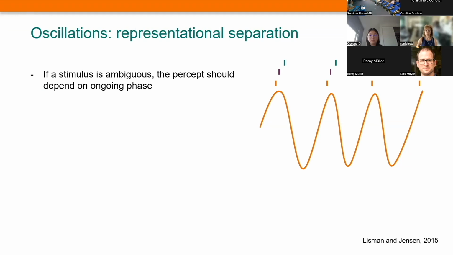This idea of representation separation, I always find it interesting, because if this is the case, then if a stimulus is ambiguous and you present it at the moment that item A is represented or item B is represented, the perception actually depends on this phase, right? Because if you present something that is orange-purplish, and you happen to present it at the moment that orange is represented, then you should be biased to orange.